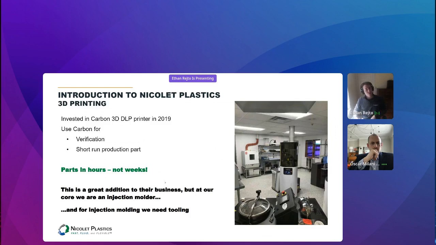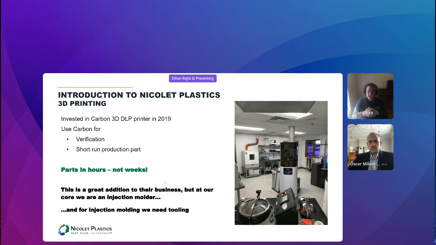3D printing is not new to Nicolay. In 2019, they invested in a Carbon printer. That's a DLP machine, a resin-based machine. If you're not familiar with it, a pretty interesting machine. It promises to produce plastic parts very quickly, and also to produce parts with good surface finish. Their goal was to really replace the low end of injection molding, a couple hundred parts, maybe 1,000 parts, without the need for a tool.